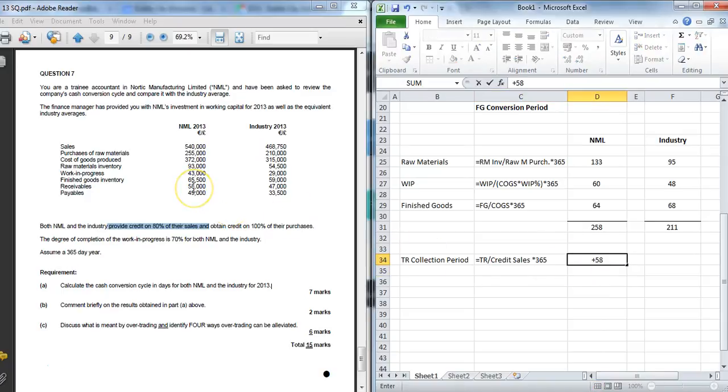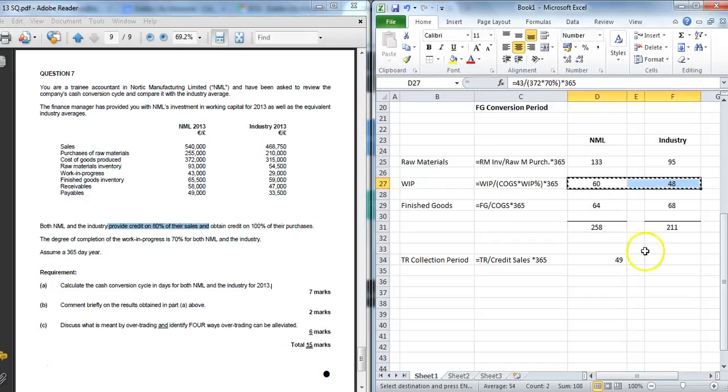58,000, which is receivables for NML, divided by 540. So I put the 540 in brackets because only 80% of that are credit sales, times 365. So it's only the credit sales you use, because the other 20% are in cash, and that would have no impact on receivables, because with cash, you get the cash in straight away. So in that regard, the average, so let's copy down the format.